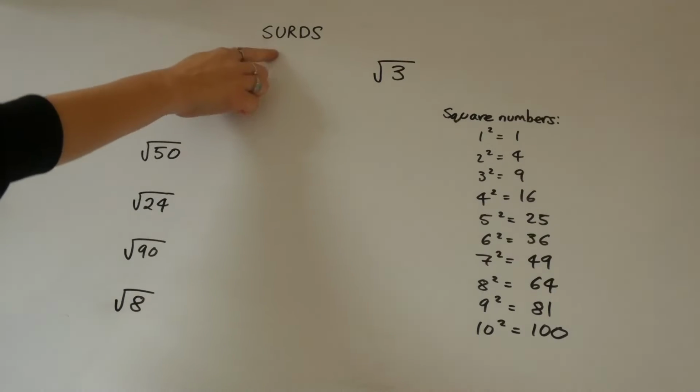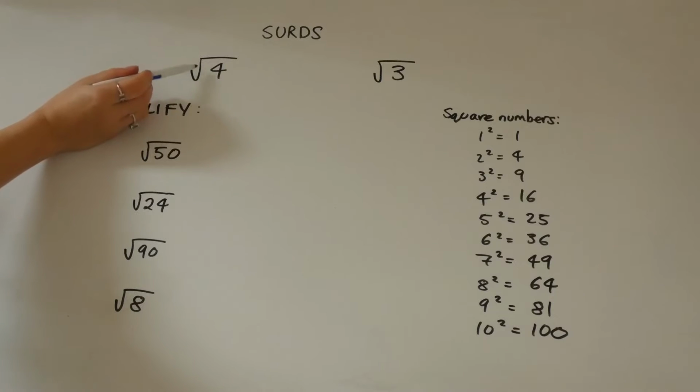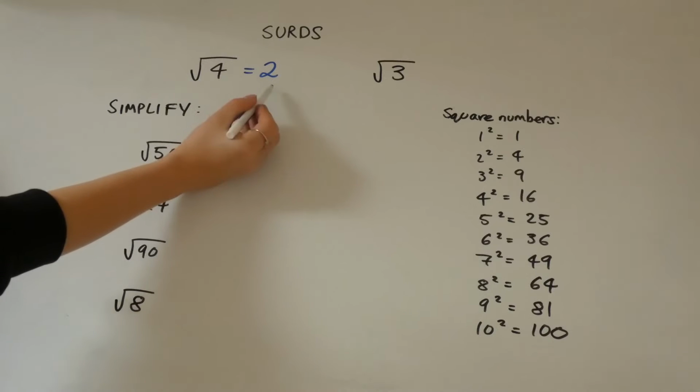So what are surds? Surds are irrational numbers. So if we have a look at our root 4, we know the square root of 4 is 2 because 4 is a square number. So this is not a surd.